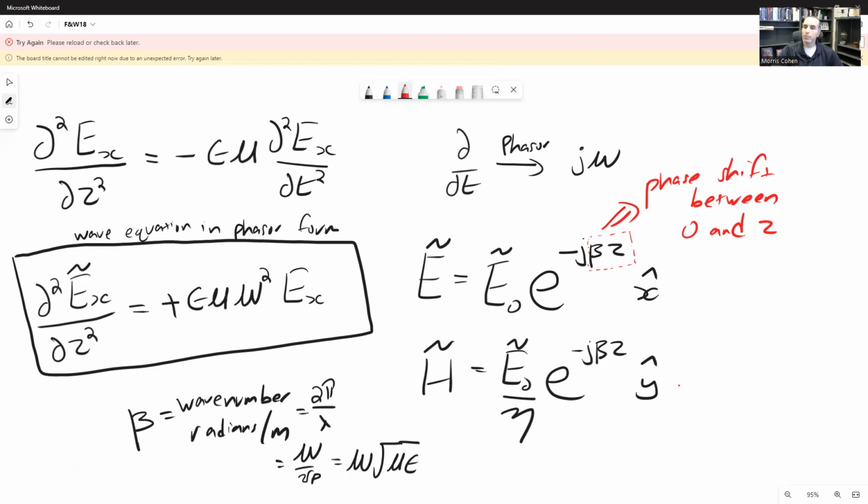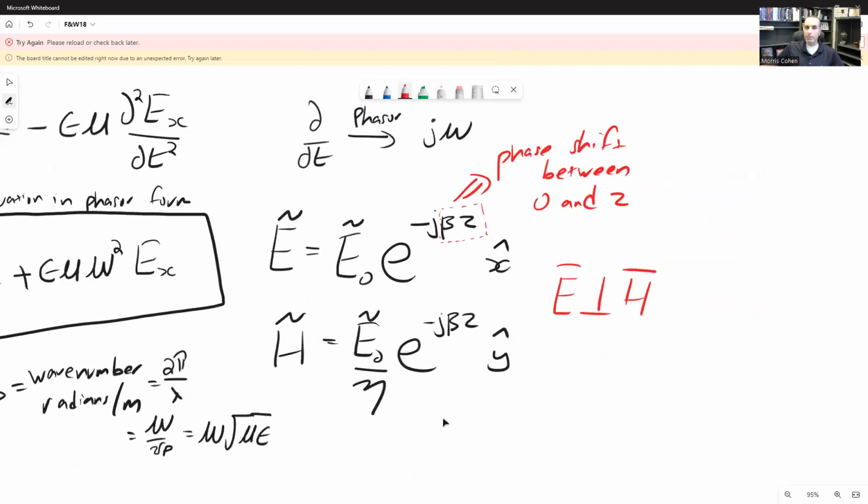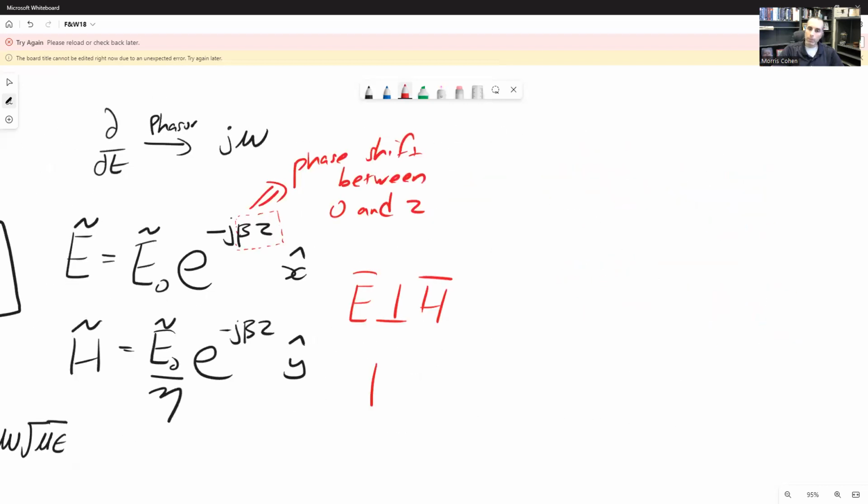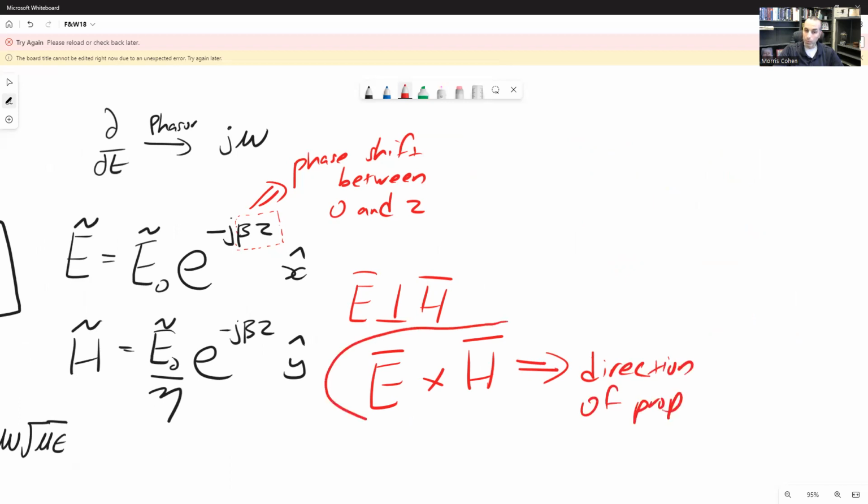Notice again, we still have that the electric field is perpendicular to the magnetic field. And I'm going to expand a little bit more on what we said before: we also know that the electric field cross product with the magnetic field points to the direction of propagation. Right? These two conditions are, for uniform plane waves, always going to be true. That E cross H is in the direction of propagation, not the negative direction of propagation, but the direction of propagation. That's always going to be true.